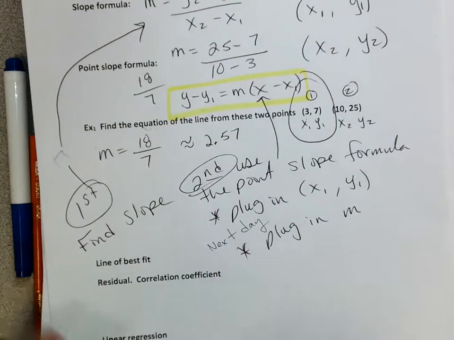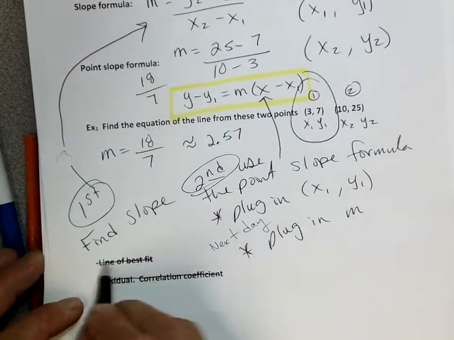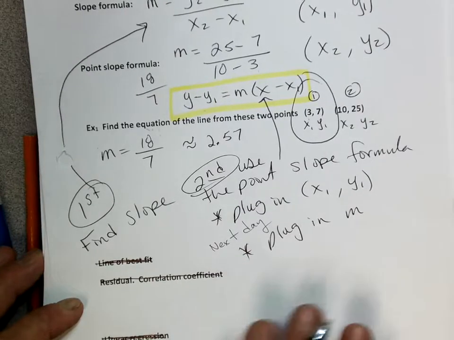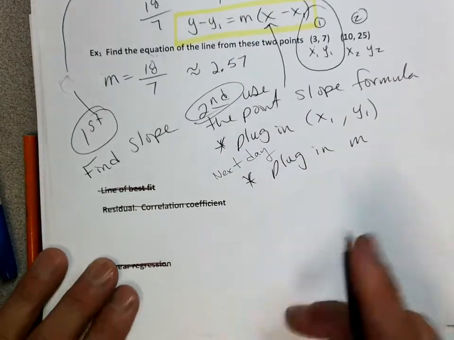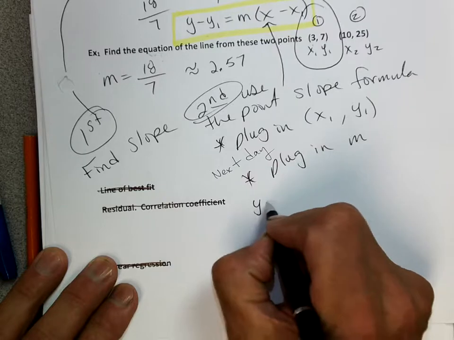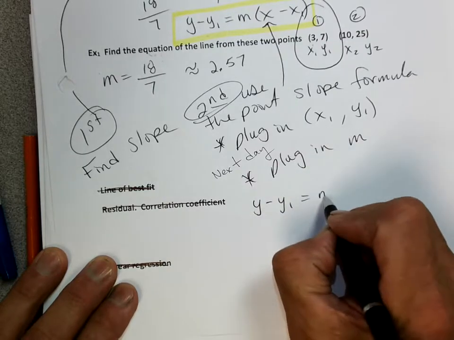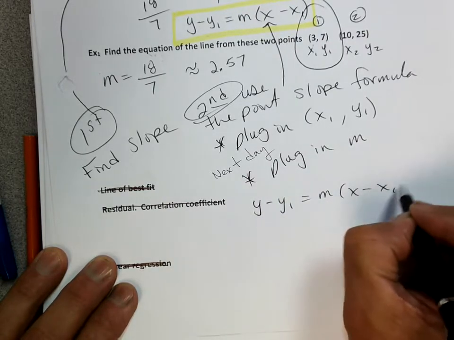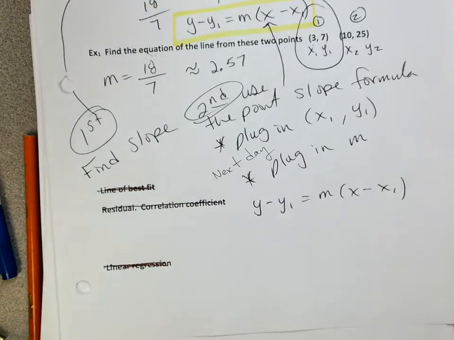We're going to talk about this tomorrow. Okay, so let's do it. Let's slide it up. So I'm going to write my formula: y minus y1 equals m times x minus x1. There's my formula.